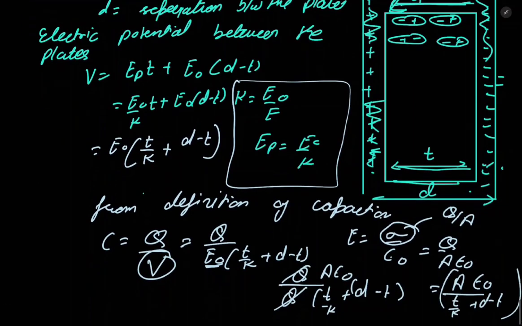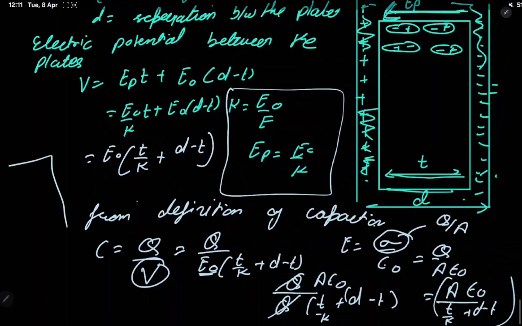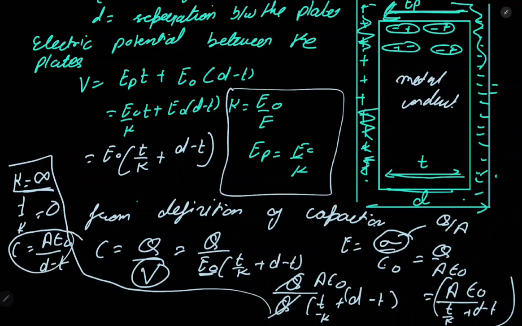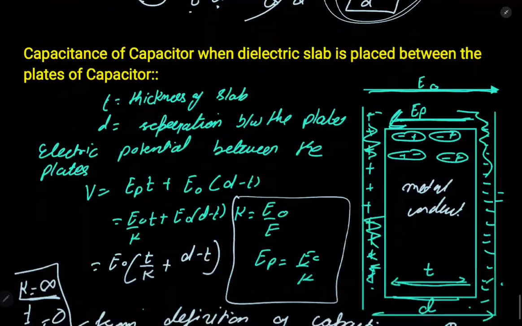Now if we have to find what will happen for a metal conductor, if instead of a dielectric slab we place conducting metal? Okay, we know that for conducting metal K is equal to infinity, from electrostatic shielding. So K is equal to infinity, so T upon K will be equal to 0. So our result becomes A epsilon naught upon D minus T. So I can say that the capacitance due to the dielectric slab is greater than the capacitance due to this metal slab. Okay, these are the important results, important derivations from this chapter.